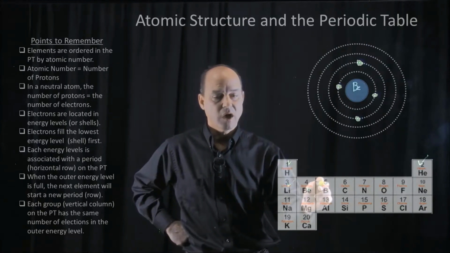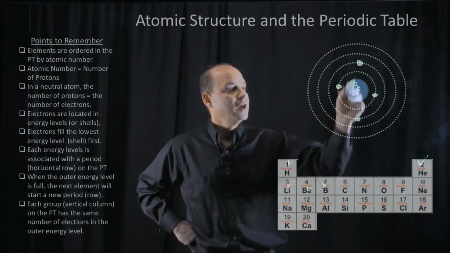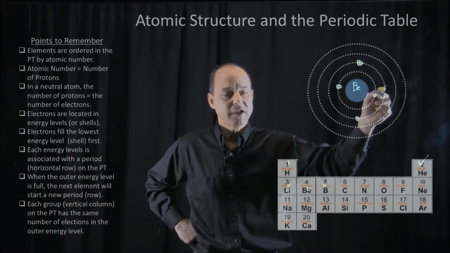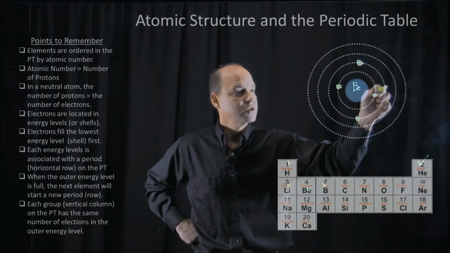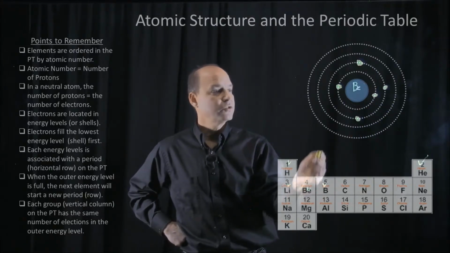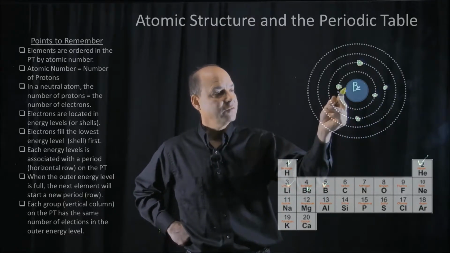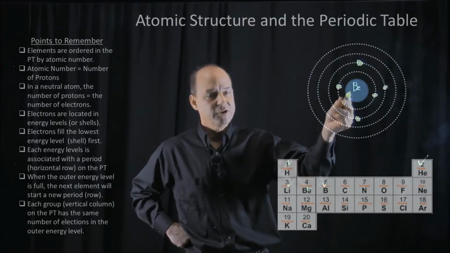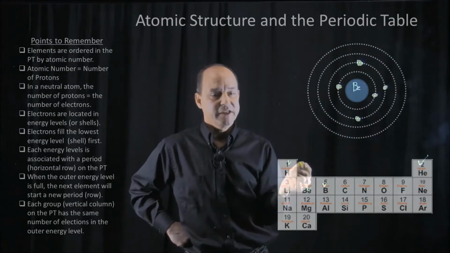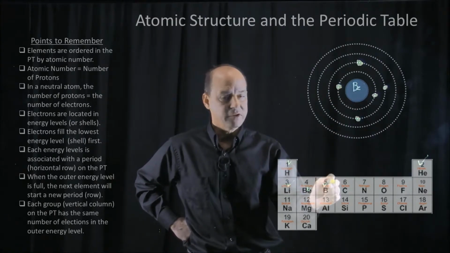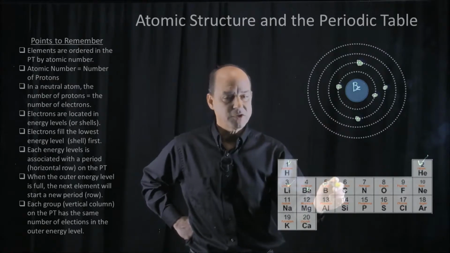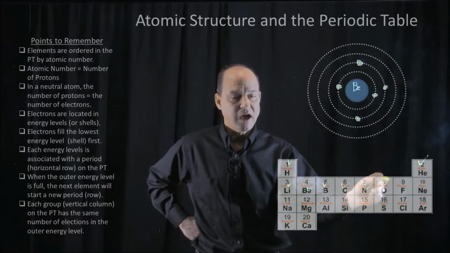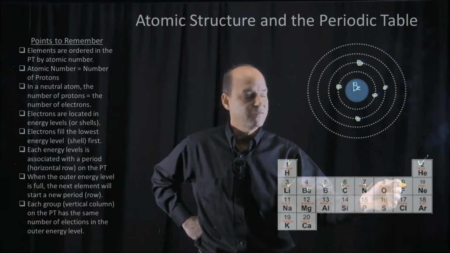Let's build boron. Okay, the second energy level is not full, so I can put another electron in this second energy level. So I've got 1, 2, 3, 4, 5 protons for boron. I've got 5 electrons. 2 are in the first shell. I've got 3 in the second energy level. And I can go on, I think you get the picture. I could do the same for carbon and nitrogen and oxygen, and well, let's do fluorine.